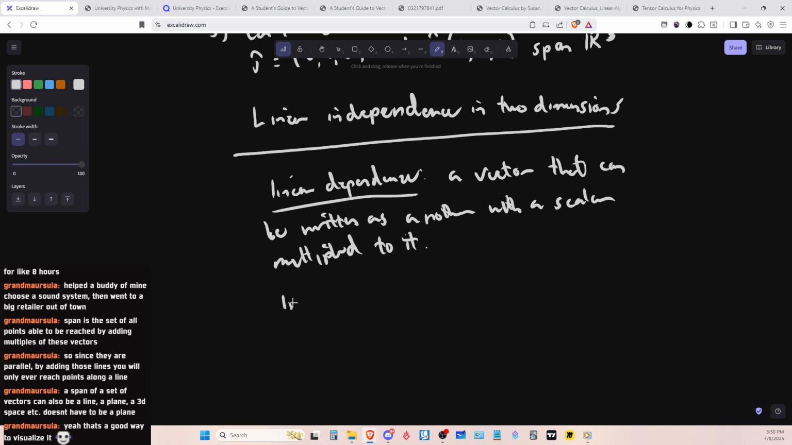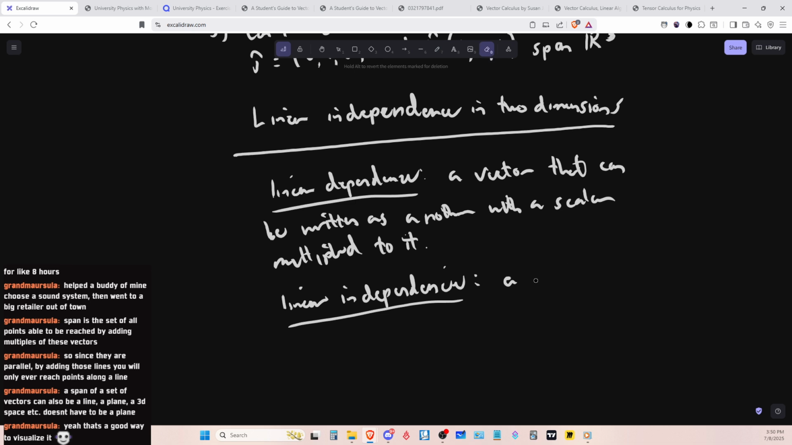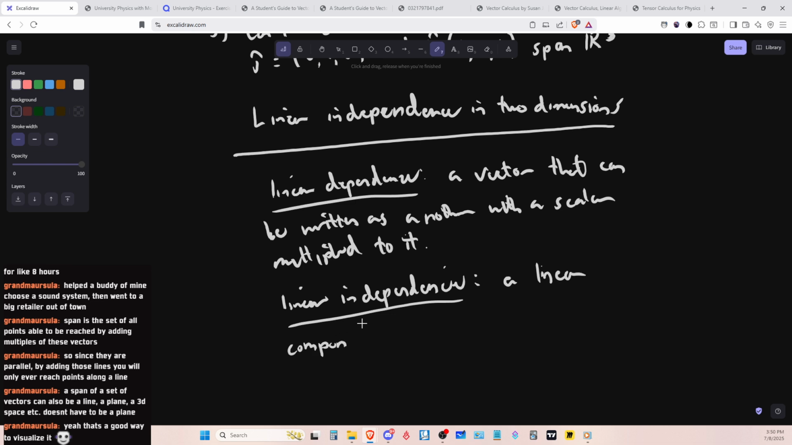So maybe we should write that for you guys at home. Linear independence, vector, or maybe I should write linear combination. Linear combination. Why'd I write component? Combination that is unique.